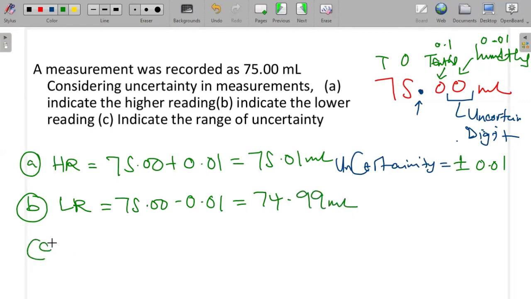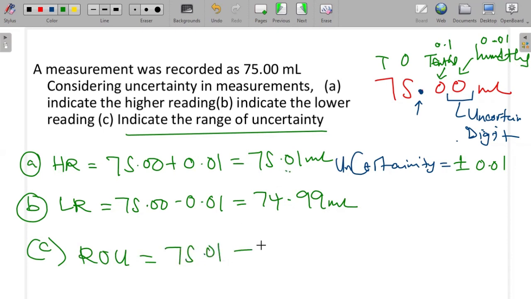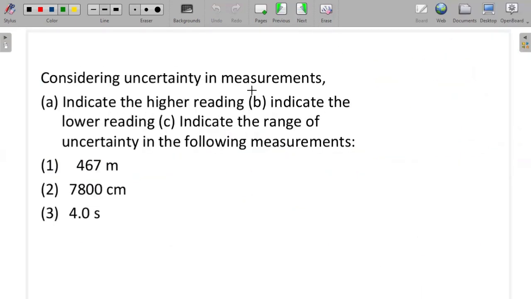If you have any questions, please guys feel free. And then the range of uncertainty is the higher reading minus the lower reading. Punch this onto your calculator. You should be able to get 0.02 milliliters. So any questions there on these ones that we have done so far? Any questions there? Okay, no questions. Let's look at some more examples.